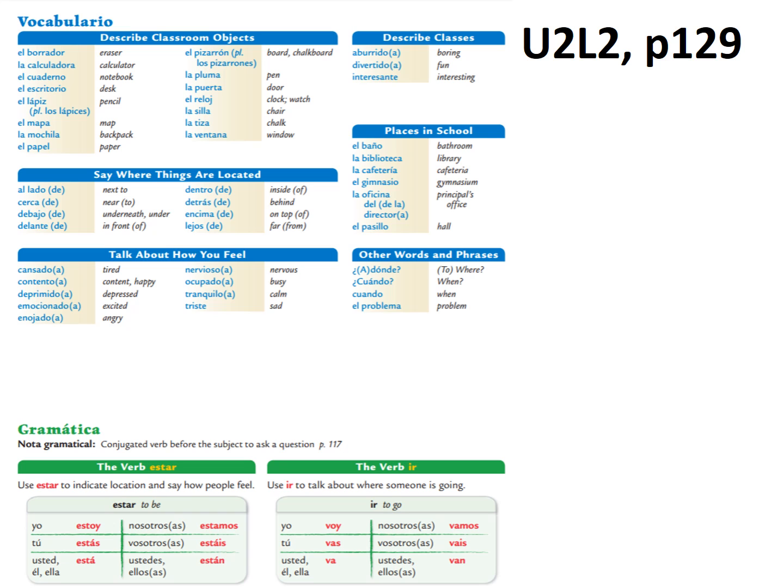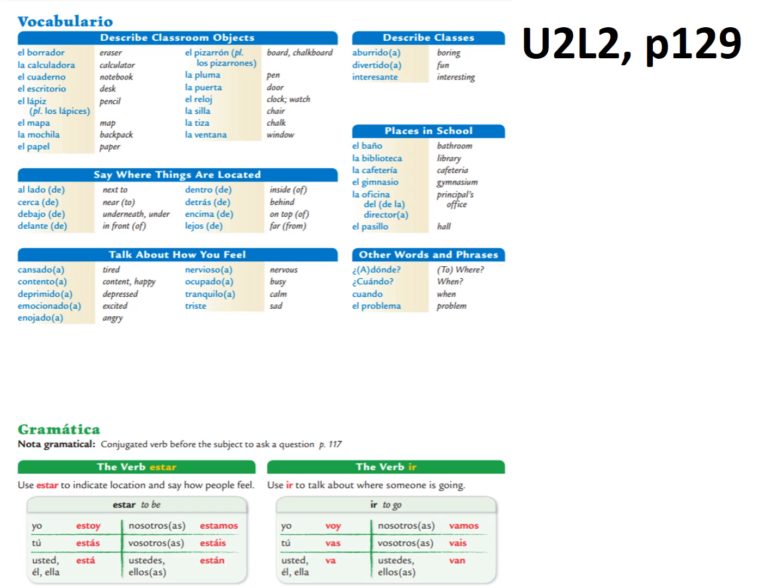El mapa, map. La mochila, backpack. El papel, paper. El pizarrón, board or chalkboard. Los pizarrones, boards or chalkboards. La pluma, pen. La puerta, door. El reloj, clock or watch. La silla, chair. La tiza, chalk. La ventana, window.